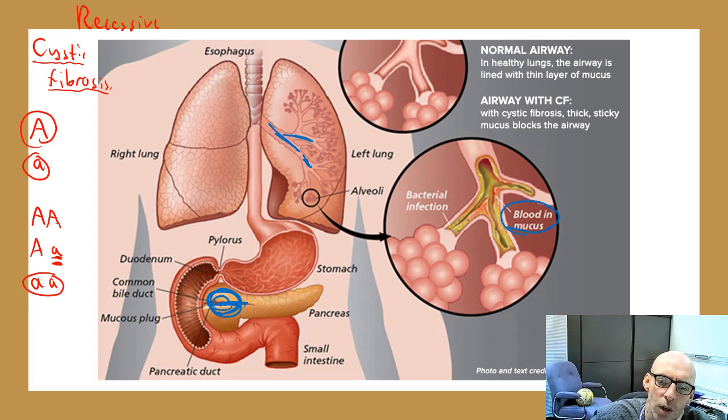If you've got lots of mucus blocking the airways and blocking the pancreas, it can affect your ability to digest food. So you might not grow as fast, you might not get all the nutrients you want, you might be a bit weaker. And then you've got the other factor here, you're going to have a lot more infections in your lungs possibly, and you're not going to get much oxygen, so you might easily get out of breath.